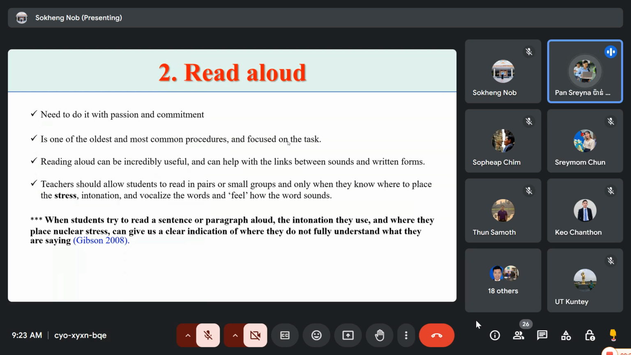As we have observed, many students enjoy reading and enjoy the activity of reading aloud, and this is a way of avoiding a quiet class. It allows the student to show their potential in the reading skill. According to Gibson 2008, when students try to read a sentence or a paragraph aloud, the intonation they use and where they place the stress, sorry about a bit of a problem with the spelling, can give a clear indication of where they do not fully understand what they are saying. Yes, thank you. Please move to the next part.